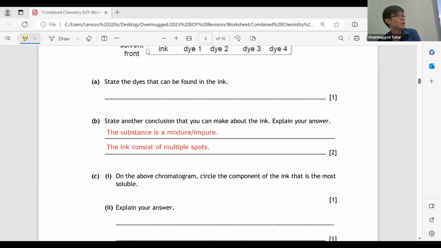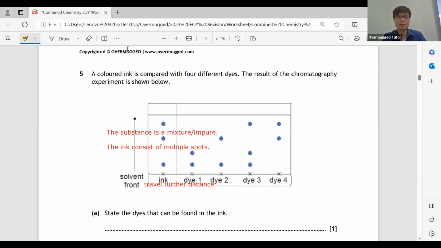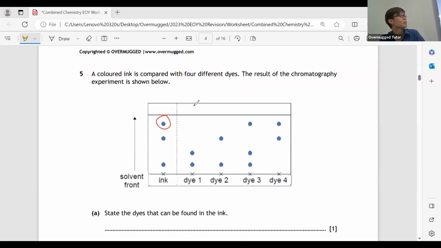Okay, on the chromatogram, circle the component of the ink that is the most soluble. As mentioned just now, if something is more soluble, it travels a further distance. So it's the one that moves up the highest, this. It is the most soluble, because it travels the furthest from the starting line.